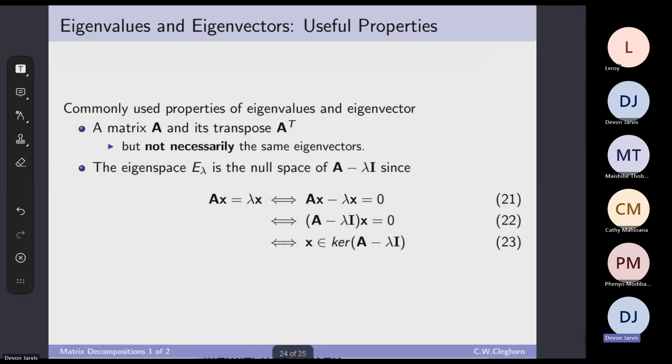Is this kind of starting to make geometric sense for everyone? Why we care about the determinant of A minus lambda I and those kinds of things, how it corresponds to ideas of rank and null space. Are these things starting to come together and become a little bit more intuitive? I'm happy to keep running through this as many times as you need.